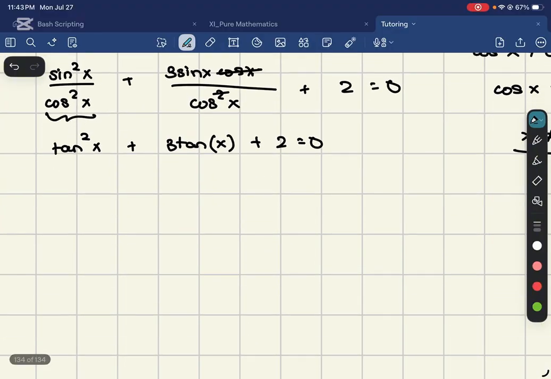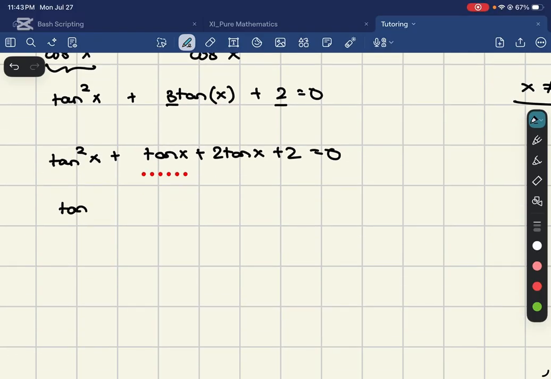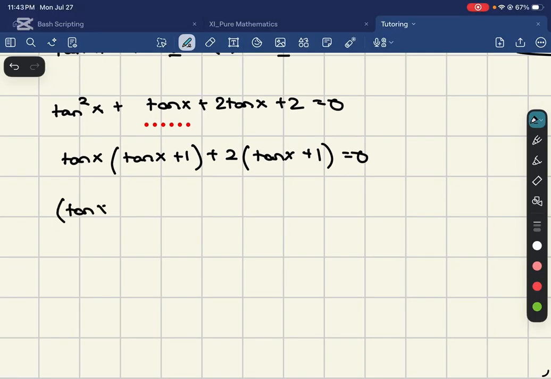All right. Now this, if you use the sum and product method, you can split the middle term as follows. So you can split it as tan squared x plus tan x plus 2 tan x plus 2 is equal to 0. Because the sum is 3, the product is 2, so your two numbers are going to be 2 and 1, right? And if you factorize out tan x, you will get tan x times tan x plus 1 plus 2 times tan x plus 1 equals 0. All right, and this can be written as tan x plus 1 times tan x plus 2 equals 0. And now we can easily solve this.